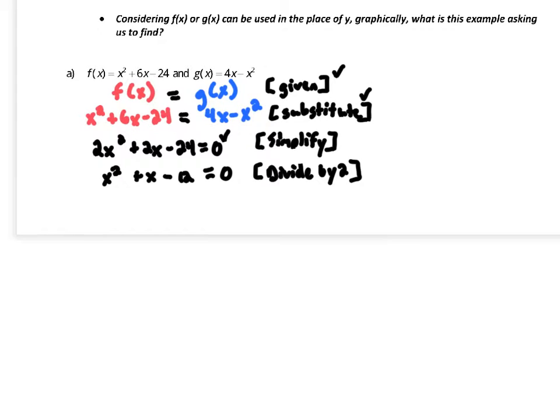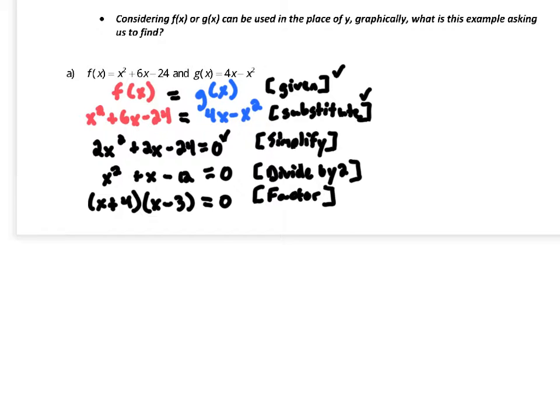The next thing I notice is that every coefficient and the constant are divisible by 2. So when I do that to both sides, I end up with x squared plus x minus 12 equals 0. Dividing both sides by 2 made it easier for me to factor. So that was the next move.